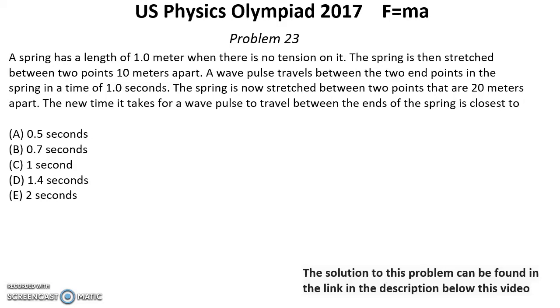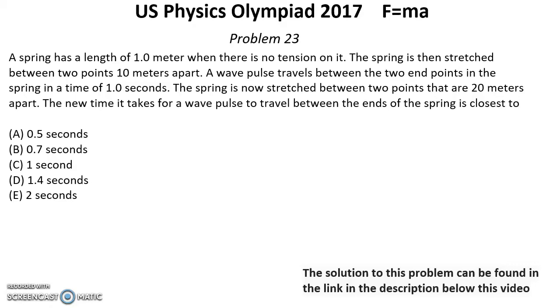Problem number 23. A spring has a length of 1 meter when there is no tension on it. The spring is then stretched between 2 points 10 meters apart. A wave pulse travels between the two end points in the spring in a time of 1 second. The spring is now stretched between 2 points that are 20 meters apart. The new time it takes for a wave pulse to travel between the ends of the spring is closest to.